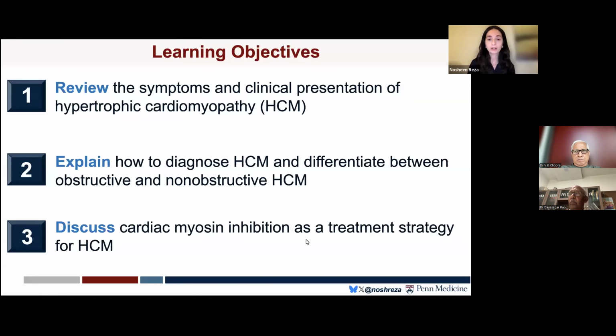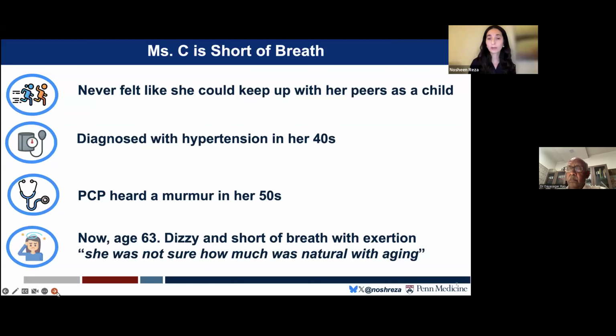So of course, let's start with a case. This is Miss C, and she's short of breath. She never felt like she could keep up with her peers as a child. She was diagnosed with hypertension in her 40s. Her primary care provider heard a murmur when she was in her 50s, and now she comes to see you at age 63. She's dizzy and short of breath with exertion, and she was just not sure how much of this was normal or natural with aging, so she didn't bring it to your attention until now.